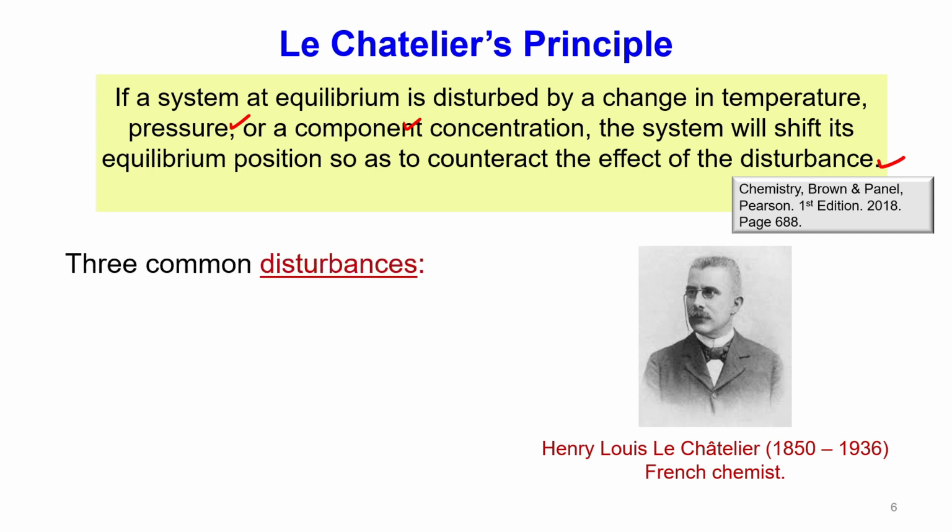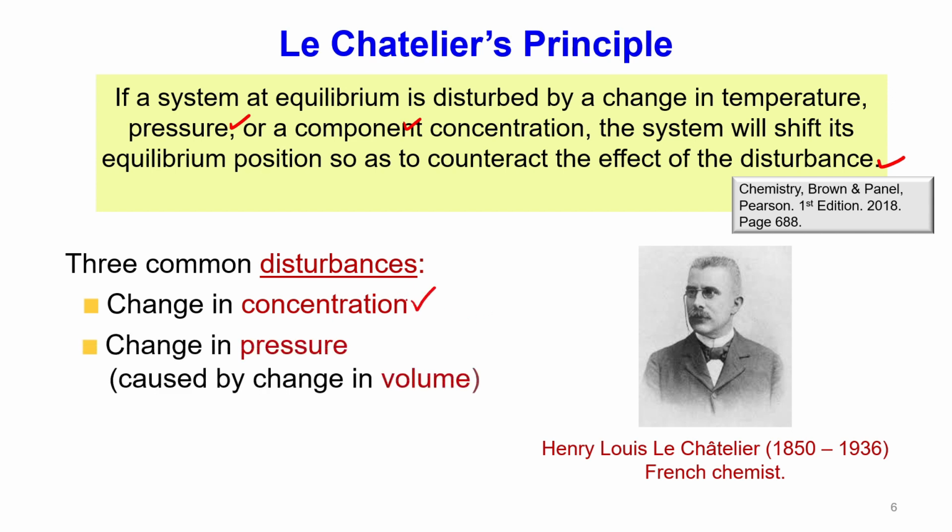Right, so the three common disturbances, okay, tiga gangguan yang biasa kita lihat di dalam prinsip Le Chatelier. The first one is the change in concentration, okay, perubahan di dalam kepekatan. The change in pressure, which is caused by change in volume. And then the change in temperature, okay, perubahan suhu. Dan kita tengok the position of equilibrium.